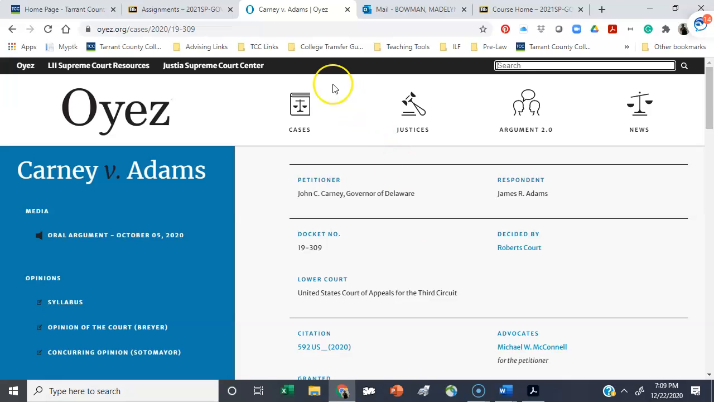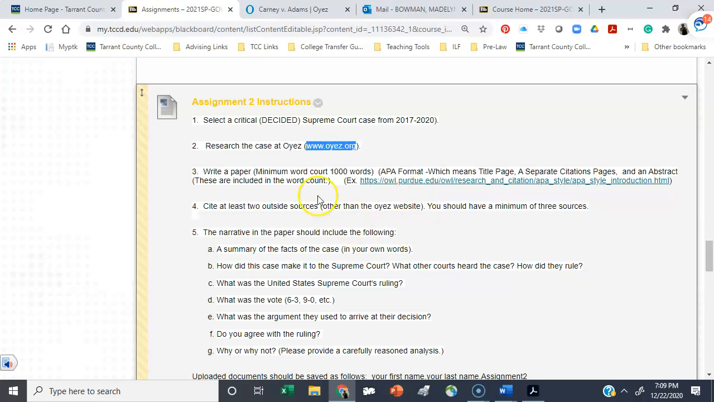And so then once you have reviewed your chosen case, then I need you to write a paper. Now, this paper needs to be a minimum of 1,000 words. I am asking you to use APA format, which is a little different, but in 1301 or in a writing course, you would have had to have used MLA and APA, so I'm asking you to use APA for this one. This means that there's going to be a title page. There's going to be a separate page that gives the citations, and it will have an abstract.